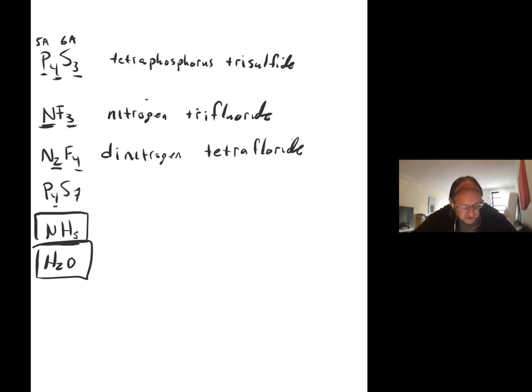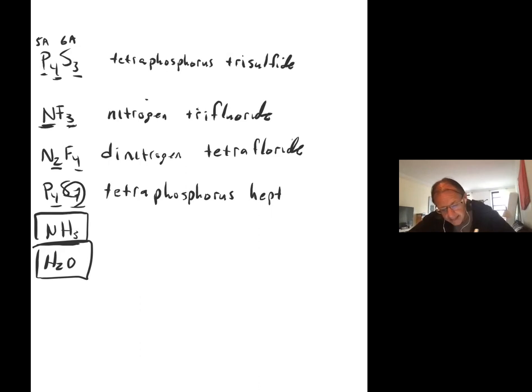Okay, here we have 4 and 7, so that's easy. 4 is tetra, phosphorus. You don't have to change the ending of the first element, you change the ending of the second element. So sulfur becomes sulfide, but you've got 7 of them. So that's hepta. Heptasulfide. This is the trick one. You might want to call that nitrogen trihydride. Don't do it. Don't fall for that trap.